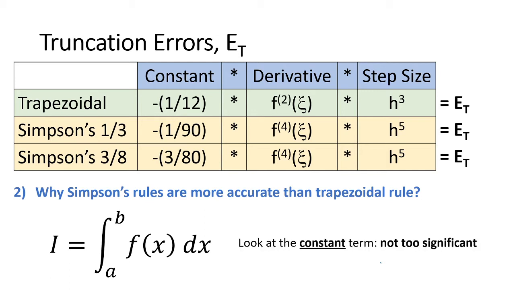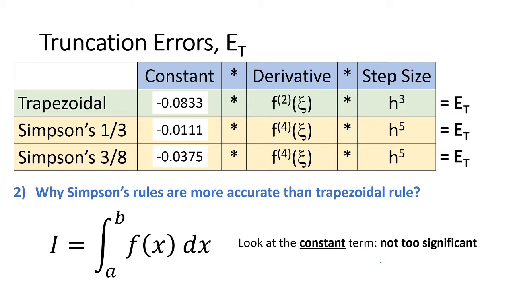First, we will look at the constant term. It is not too significant as compared to the derivative and step size term. In the constant column, you can see that 1 over 12 is a value of 0.0833. 1 over 90 is 0.0111. 3 over 80 is 0.0375. Even though the constant values are different, they are all very small values. They are all 0.0 something.